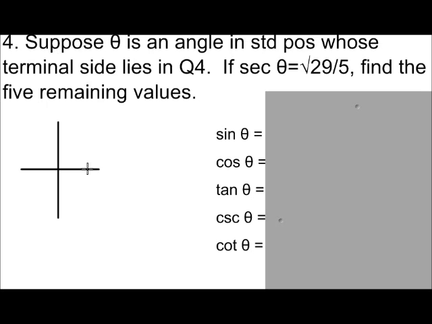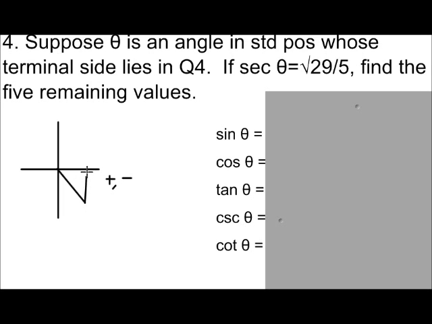Standard position means the initial side is along the x-axis, and if the terminal side is in quadrant 4, I'm just going to go ahead and draw this like this. I mean, it could be like this, or like this, but this will do. It doesn't really matter. Why does it matter that it's in quadrant 4? Well, I'll tell you why it matters. In quadrant 4, your x value is positive, your y value is negative.